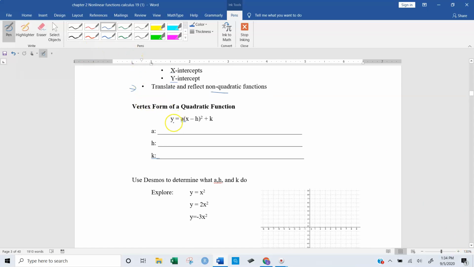Okay, A represents what? I'm hoping you tell me it's two things. If it's negative, it's a reflection. If the absolute value of A is greater than 1, it is a stretch. And if the absolute value of A is less than 1, then it is a compression. So it works similar to a slope, remember? H is the x value of the vertex. It's always opposite of the sign that you see in the equation. And the k is the y value of the vertex.